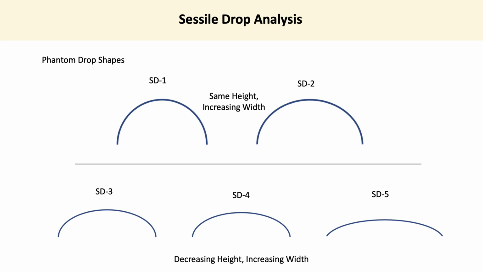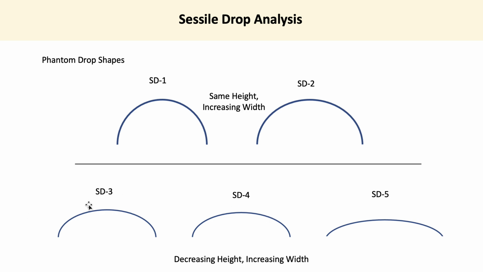To start, we analyze sessile drop shapes. And here I created 2 series of phantom shapes. Shapes 1 and 2 have the same height, but they're just stretched wider. Shape 2 is stretched wider, and this can represent 2 different volumes of the same liquid. The bottom images, shapes 3, 4, and 5, represent droplets that are stretched out and flattened at the same time, so decreasing height and increasing width.